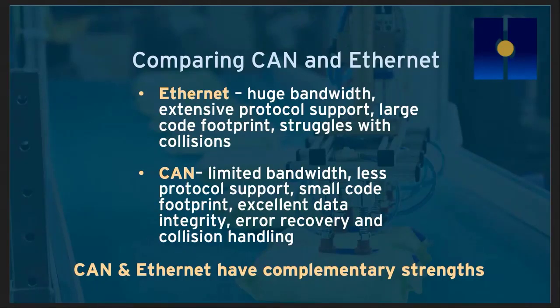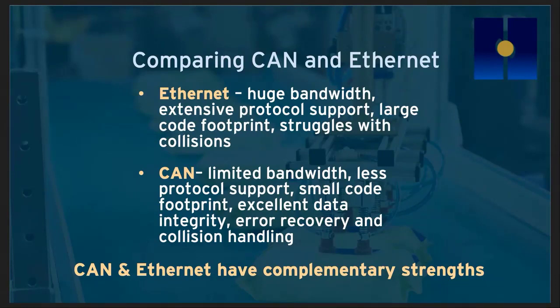Whereas if you take a look at CAN, its downsides are limited bandwidth and support for much, much fewer protocols. However, it's got a very small code footprint, so it can fit in even a tiny microprocessor. It has excellent data integrity, so very little data is ever wasted, lost, or just not available. And also, its collision handling is tremendous. So with Ethernet, when you get up to about 50% bandwidth utilization, your collisions start becoming a real problem and you start losing a lot of bandwidth.